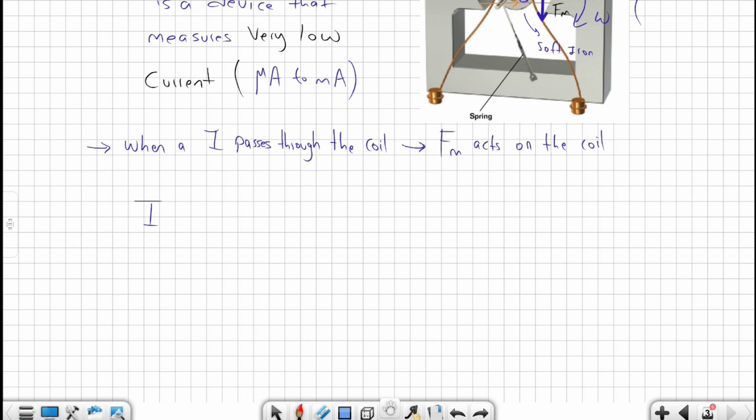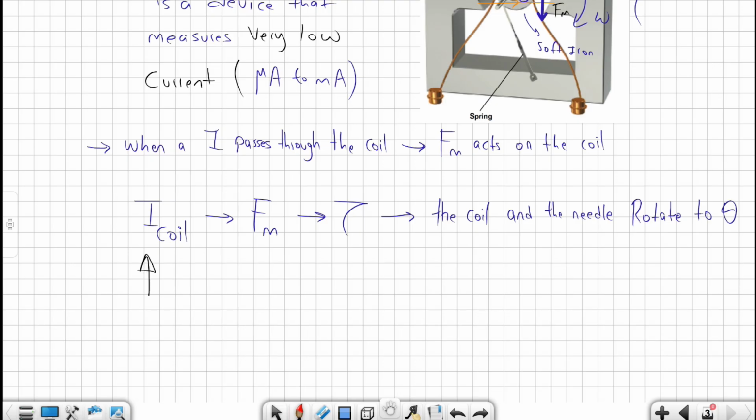So we can say that whenever there is a current in the galvanometer, there will be a magnetic force acting on the coil. Because of the magnetic force that is applied at a distance, there will be a torque acting on the coil, and it will rotate the coil and the needle together because they are connected. It will rotate until an angle of theta. If we increase the current, magnetic force will increase, the torque will also increase, and the needle will rotate to a greater angle. That's how it will read current, and vice versa. If you decrease the current, all of them will decrease, so it will read a lower value.